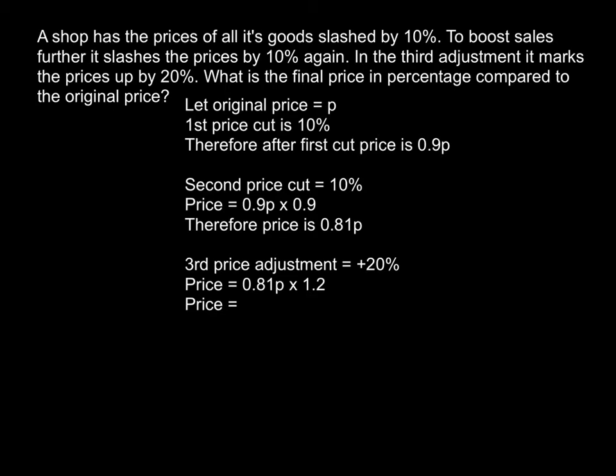If in the third price adjustment I need to add 20% onto the current price that I have, I can then multiply 0.81p, which is what I found after the second price cut, by 1.2, the additional 20%. This should leave me with a value of 0.972p. I can then see that my percentage difference from the original price to now is 97.2%.